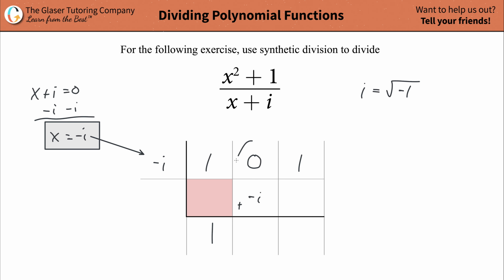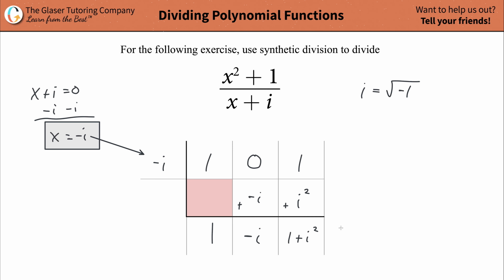Then what you're going to do is add this column together. 0 plus -i is obviously -i. Then you're going to take -i, multiply it by -i, and that will work out to be a positive i squared. Then add this column together, and it's going to be 1 plus i squared.